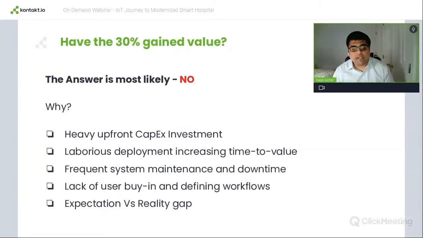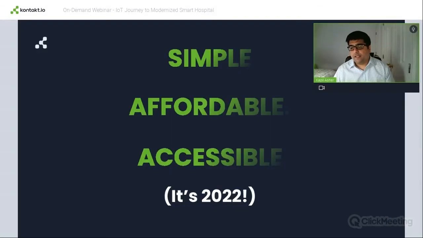And finally, the expectation of technology performance is not met in reality. So location accuracy may be subpar, or the software is not providing the correct functionality that was promised. They don't have the right reports that can be useful for the system. All of this leads to subpar performance for these hospitals who spend millions of dollars going through an RTLS cycle. So it's 2022, and we need something simple, affordable, accessible that just works, right?